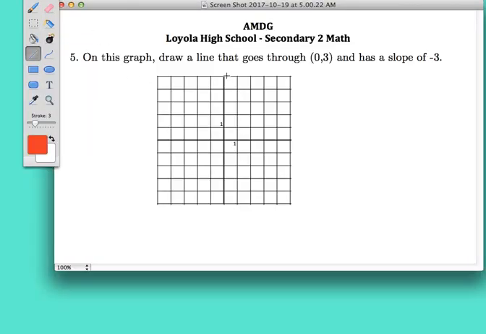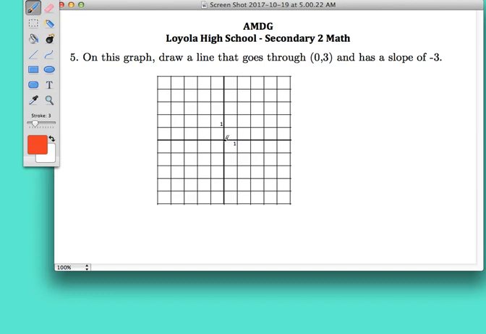On this graph, draw a line that goes through this point, 0, 3, and has a slope of -3. This is actually a lot like question 4, except it's got a little something extra to it. But let's just start. Okay, so I've got to have it go through 0 and 3.